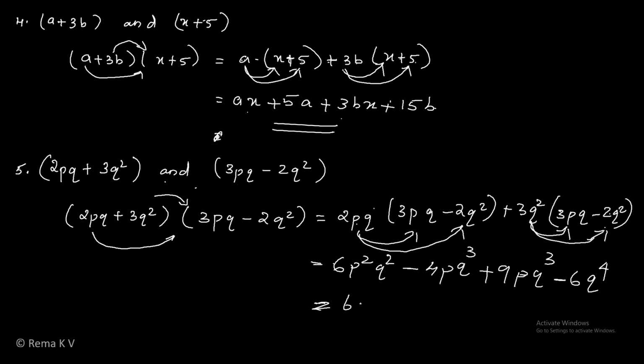This is equal to 6p square q square. See these two terms. This is pq cube here and this one is also pq cube. So they are like terms. Minus 4 plus 9. Answer is 5pq cube minus 6q raised to 4. So this is the answer.